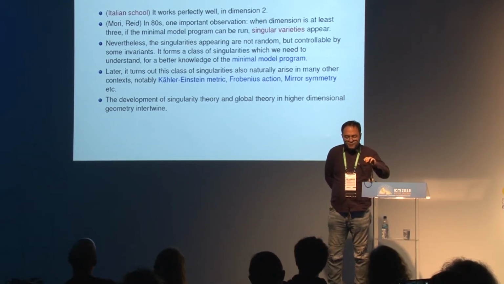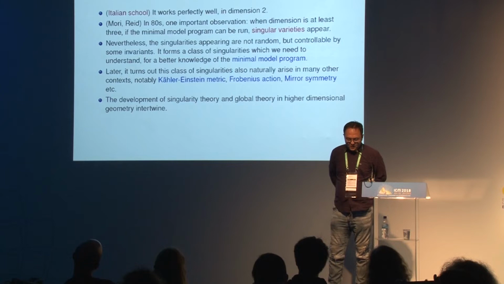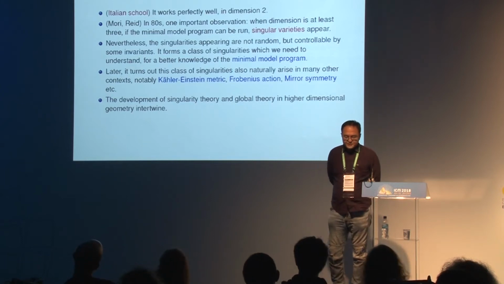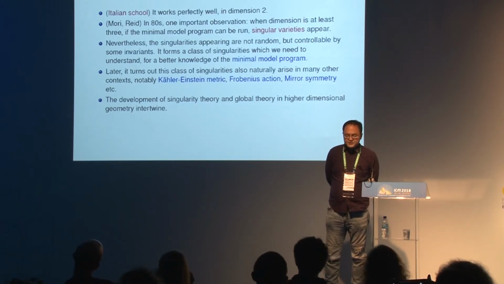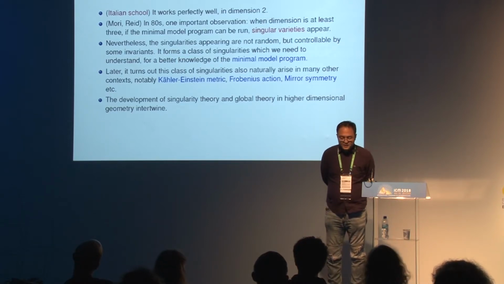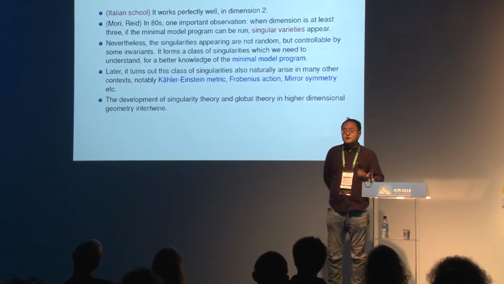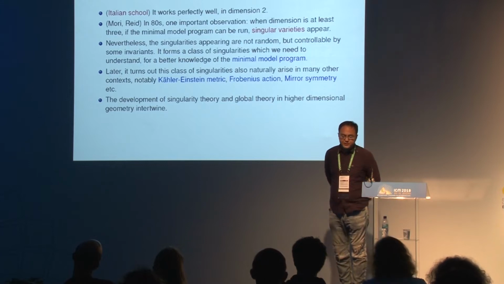But one very important conceptual observation in higher dimension is that, in the late 70s, early 80s, Mori and Reid realized that when the dimension is at least 3, if the minimal model program can be run, you always have to deal with singular varieties. So there is no way you can run the minimal model program among smooth varieties. Certain singular varieties have to be introduced.